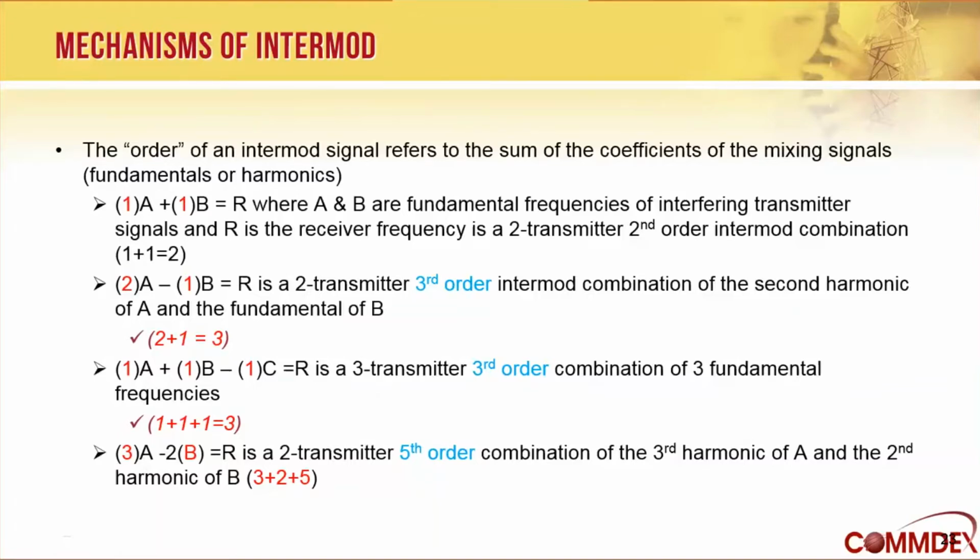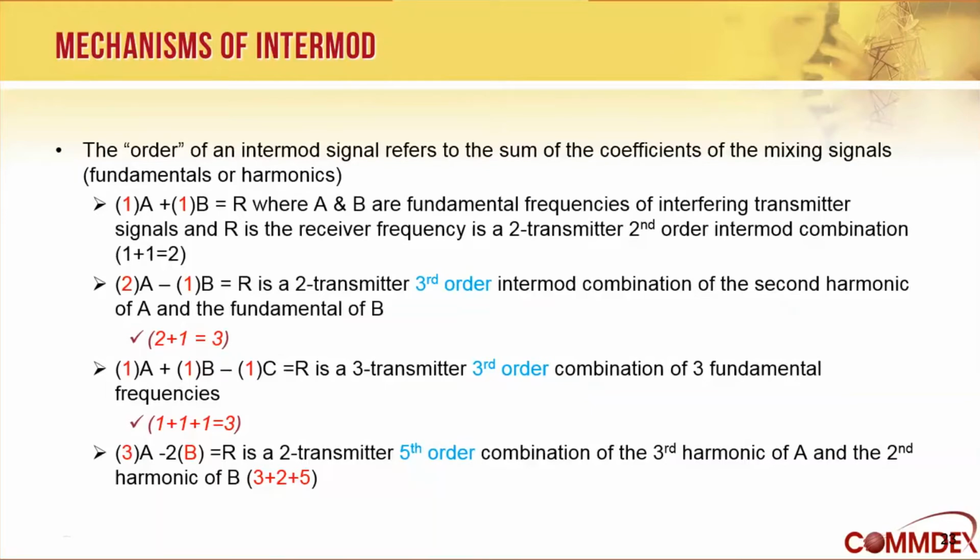You could have a very common type of intermod called 2A minus B, where you have the second harmonic of the first transmitter and the fundamental frequency of the second transmitter. The first one subtracts from the second to produce another signal in band. And we'll give examples of these on the next slide. So that's a 2A minus B combination.